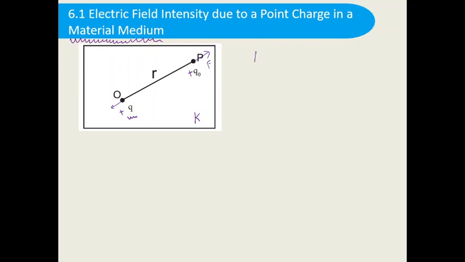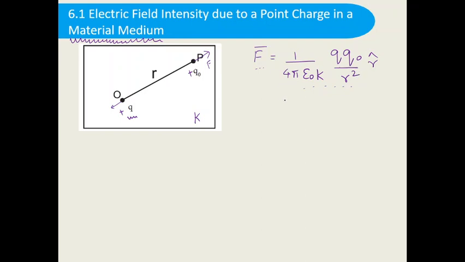As per Coulomb's law, F bar, I am writing now in the vector format, is equal to 1 upon 4 pi epsilon 0 k, where k is the dielectric constant of the material medium, multiplied by q into q0 divided by r square, where r is the distance between them. Now this side is not in vector form, it is in scalar form. I have to multiply this by r cap such that it is now in vector form.